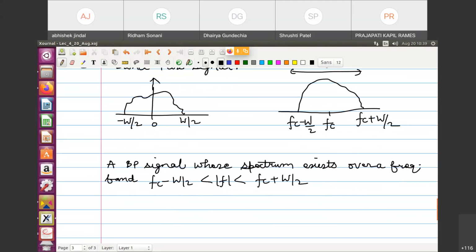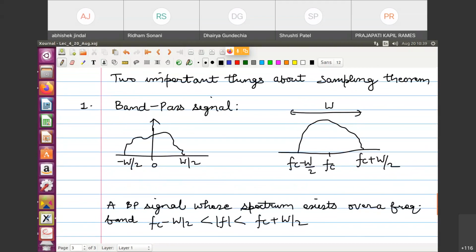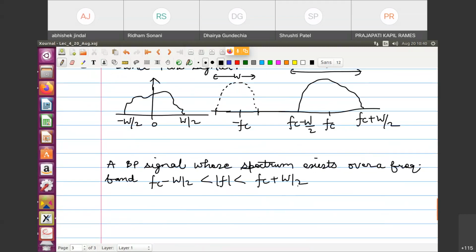Now, what is the meaning of this? There is one very important thing to mention here: an analogous spectrum exists at minus f as well, it means at minus fC. There will be another copy. So you can correspondingly write down the limits. This should be minus fC plus W by 2 and minus fC minus W by 2. So you can write this as another band. That's why this mod comes. It is a bandwidth of W hertz.